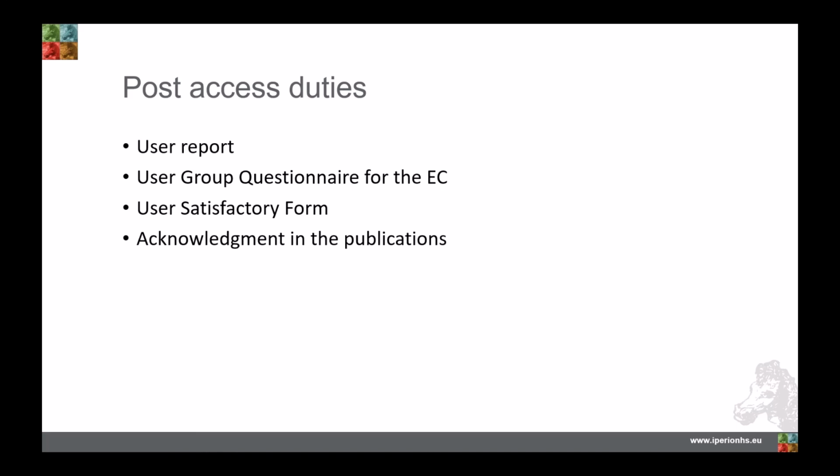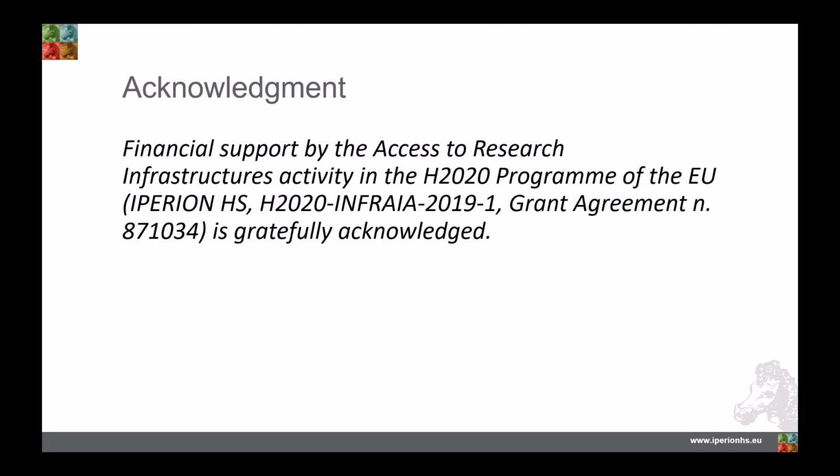All the results arising from the access should be published and made available to the community. For this reason, Hyperion HS strongly encourages users to choose open access journals. The publication should include the researchers who either collected data and/or provided support in their elaboration and interpretation as co-authors, proper reference to Hyperion HS facilities that provided access, and the following mandatory acknowledgement: financial support by the Access to Research Infrastructures activity in the Horizon 2020 program of the EU, Hyperion HS Grant Agreement number 871034 is gratefully acknowledged.